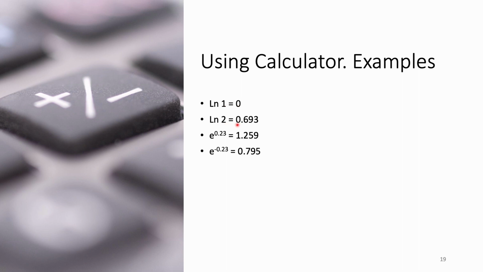Natural log of 2 equals 0.693. And also you must know how to use a calculator to calculate exponential values, like exponential of 0.23 equals 1.259, but exponential of negative 0.23 equals 0.795. That's something you must practice, and make sure that you get correct, accurate numbers whenever you calculate.